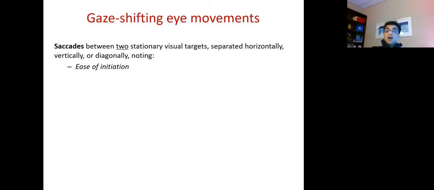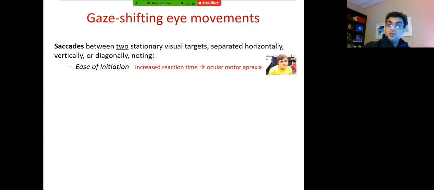As they are making a saccade, you want to see how easily they initiate the saccade and whether they have any kind of increased reaction time, and it is seen in patients with oculomotor apraxia. For example, take a look at this patient.